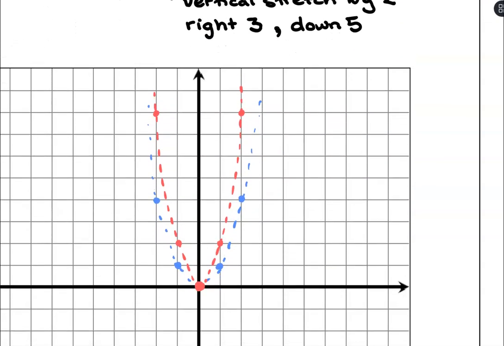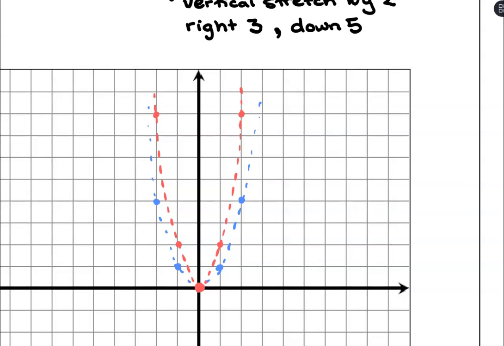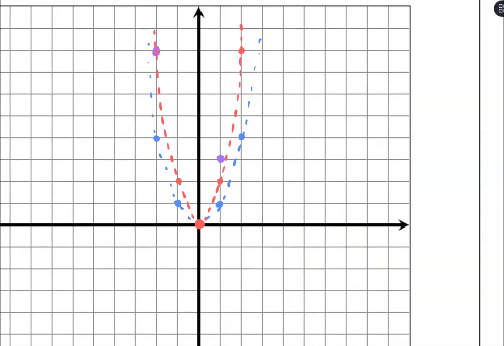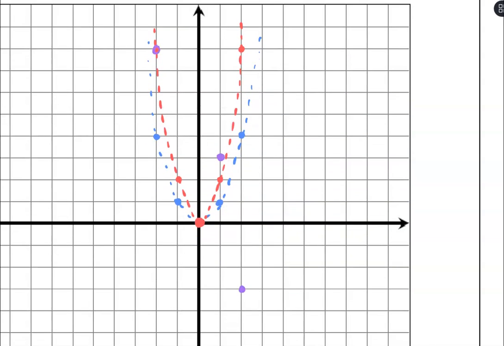And then from there, let's go right 3, down 5. So I'm going to start with this coordinate here. So 1, 2, 3, and 1, 2, 3, 4, 5. And then we could just kind of use symmetry to help out with the rest of it.